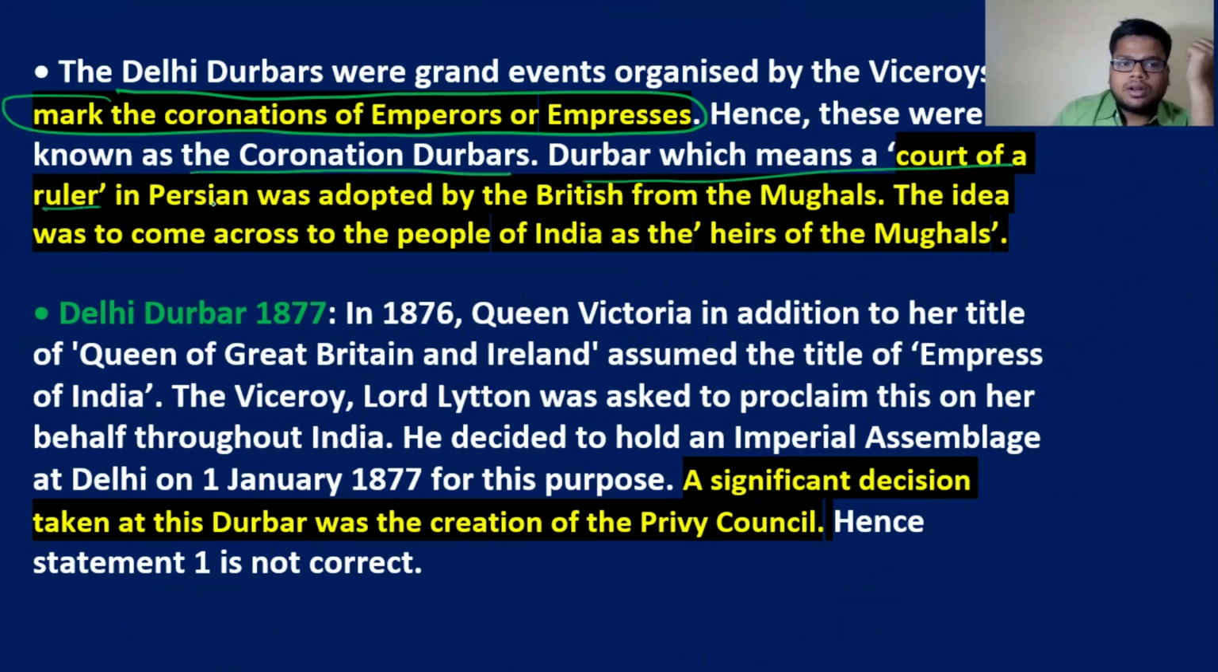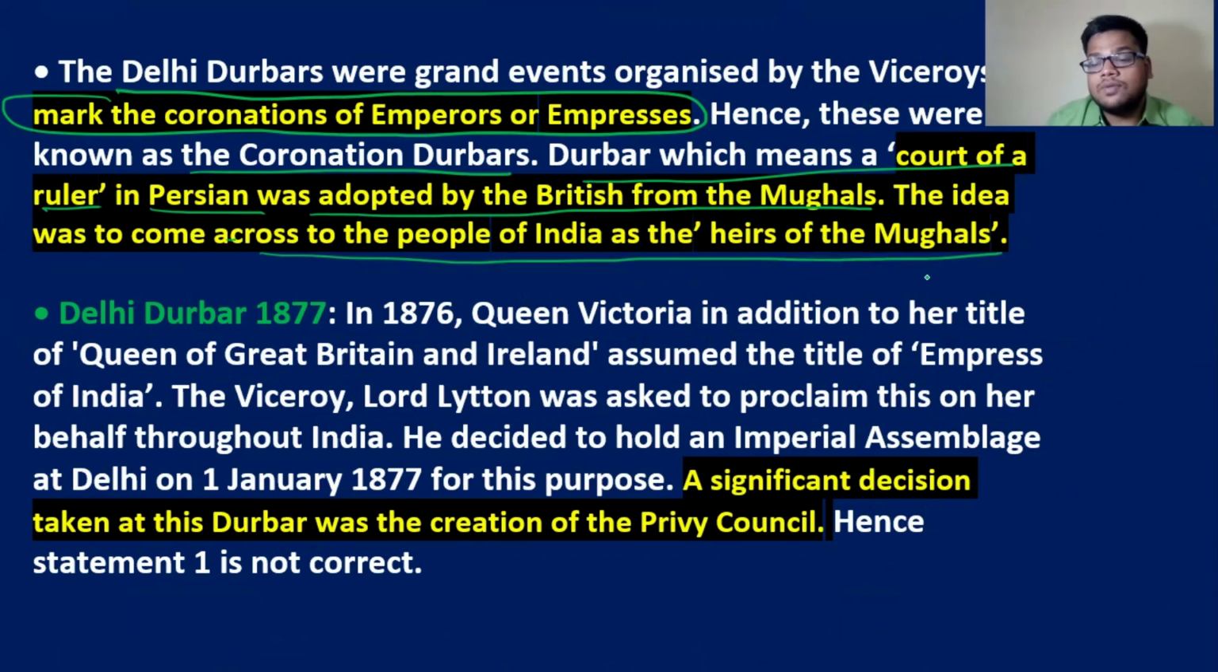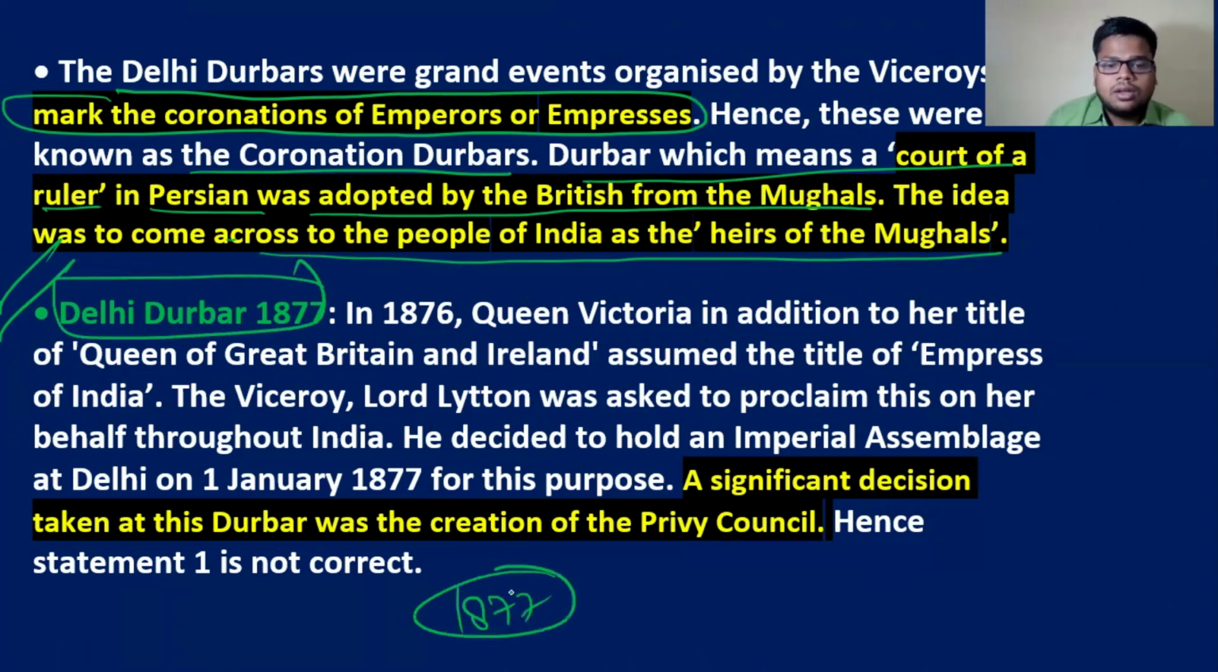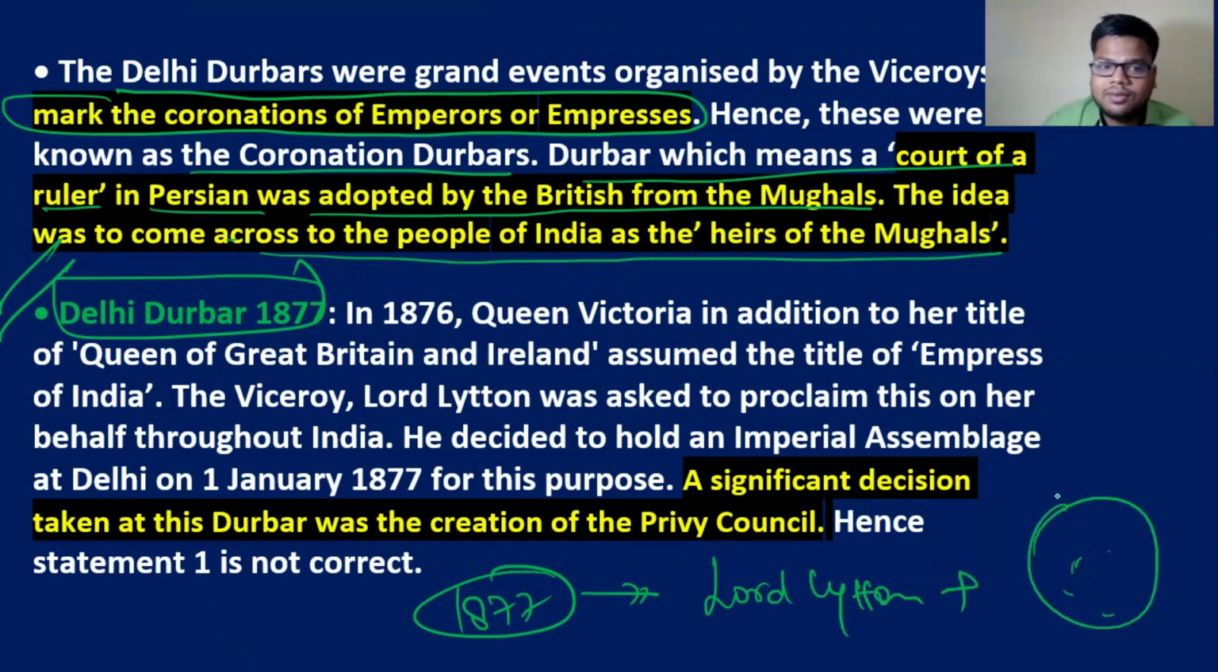Darbar means a court of a ruler in Persia, and was adopted by the British from the Mughals. The idea came across to people as the heirs of the Mughals. Delhi Darbar of 1877. Remember, this was made in the times of Lord Lytton, and especially when India was going through a severe famine and droughts were there, right?